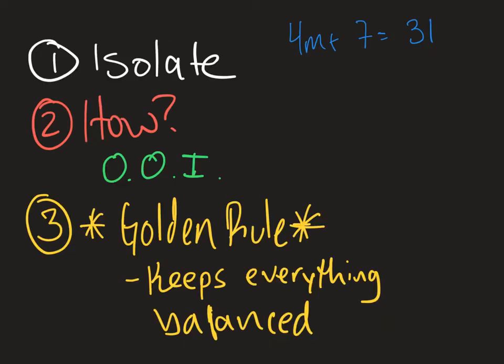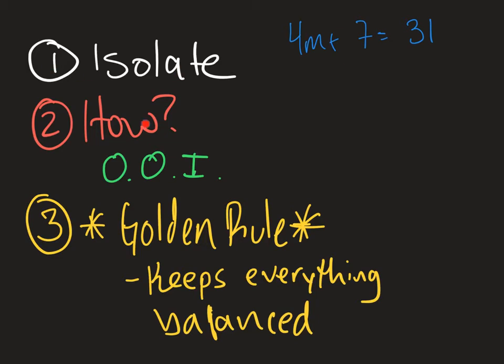So putting all 3 steps together, for the first one, again, we need to isolate. That's our main goal. Isolate, isolate, isolate. Get the variable by itself. How do I do that? I use my opposite operations. Then when I'm using those opposite operations, think about that golden rule. Whatever happens on one side of the equal sign, everything has to happen on the other side. It keeps everything balanced.